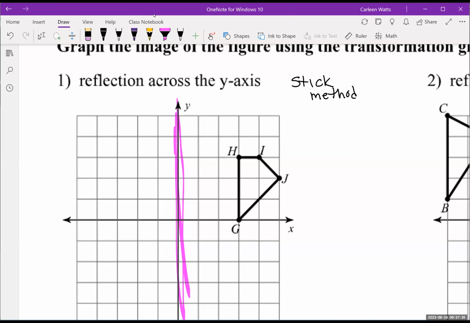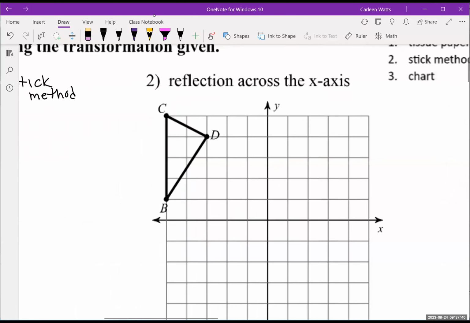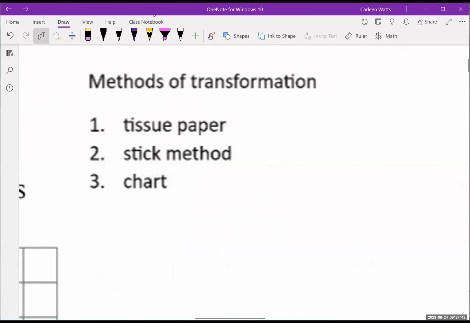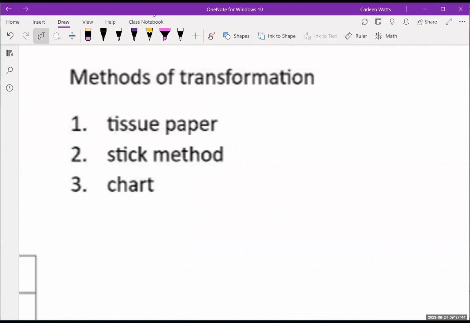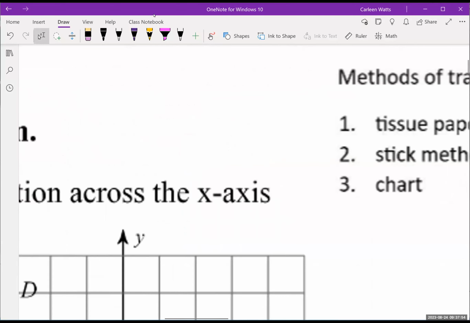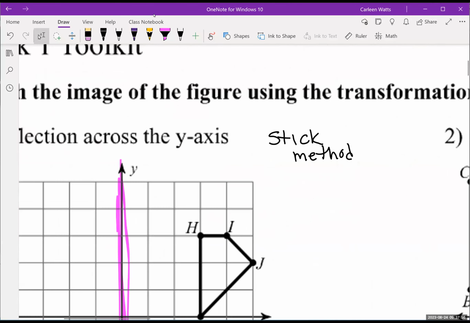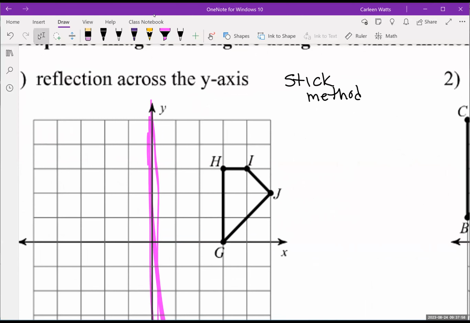Okay, number 1, we are going to reflect across the y-axis. I'm going to say again, there are 3 methods that I use most frequently. Tissue paper method, which some of you may have seen in junior high. The stick method, which I'm going to do for reflections, and the chart. You can use any of the 3 methods, but for reflection across the y-axis, I like the stick method.